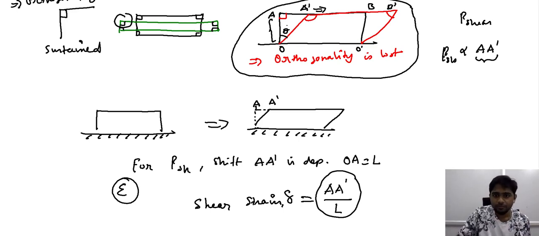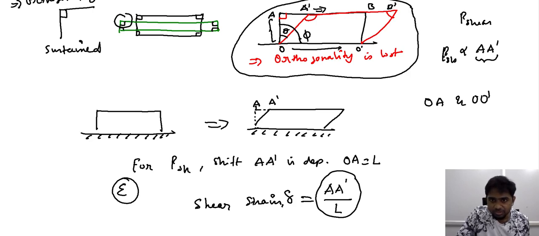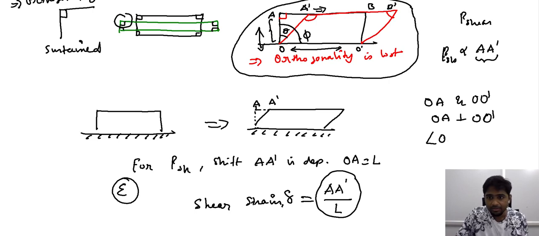And if you call this whole angle phi, so initially the sides OA and OO prime were perpendicular to each other. Now there is an angle between A prime, O and O prime. This is because of the shear stress that we have imposed.